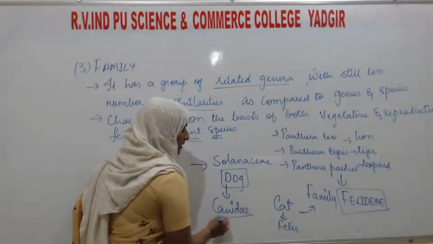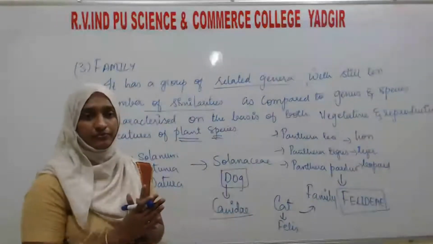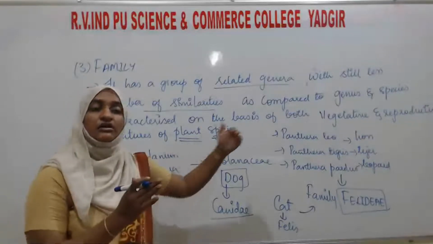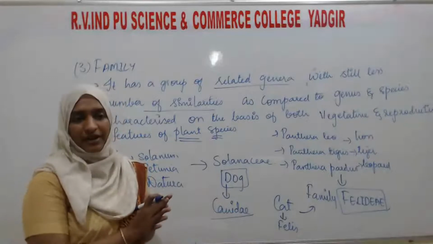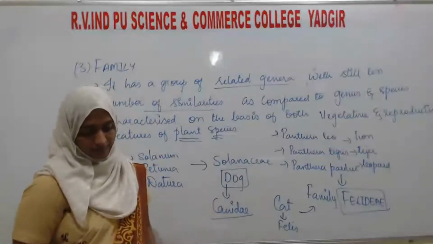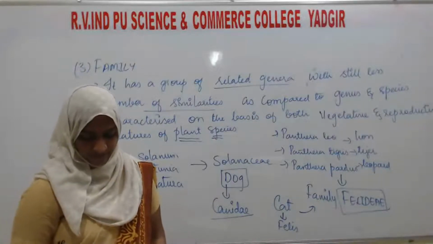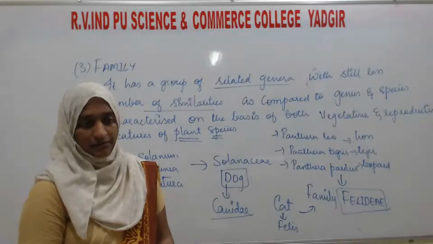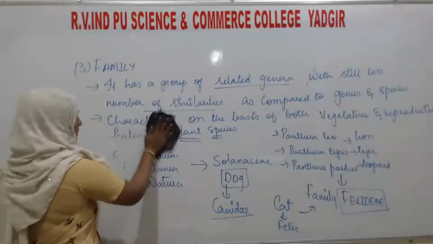They belong to a different family, in which come the fox and wolf. The dog totally belongs to a different family. The cat, yes, they are both pet animals, but they will not belong to the same family. So this is about the family. Next we will go for the order.